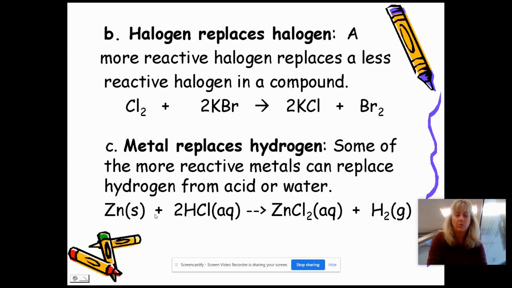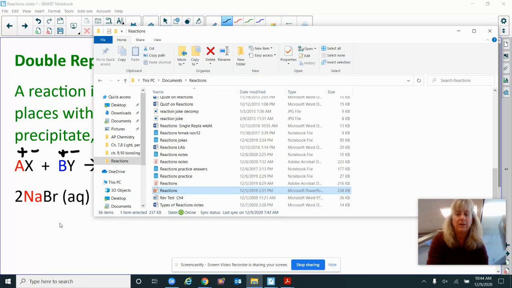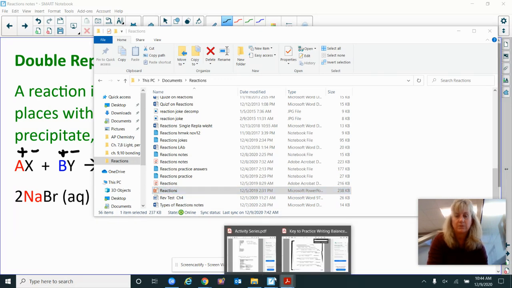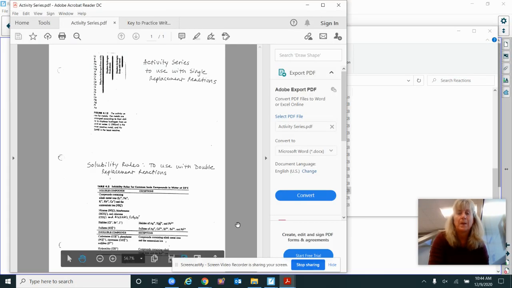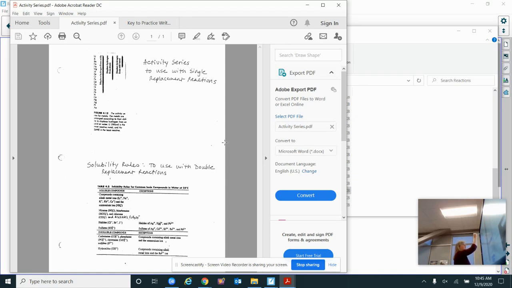Okay, so I'm going to show you the activity series paper, which is right here. Okay, and so this, again, you can print this out. If you look at the little chart, lithium is the highest on there. So lithium could replace any of the other metals. Potassium could replace all the other metals but lithium.